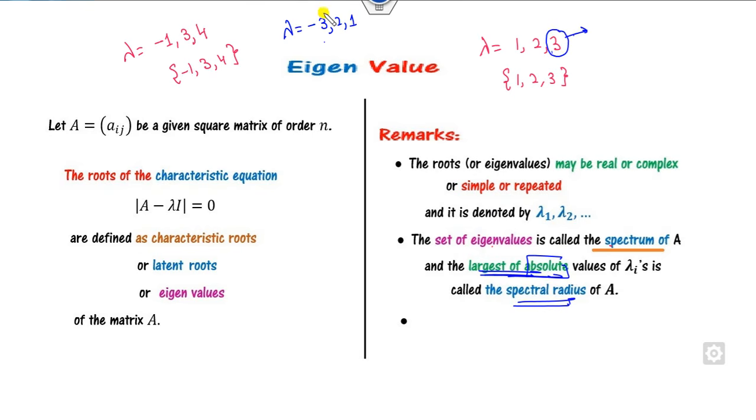In this case, the largest eigenvalue in absolute value is -3. So this is my spectral radius. In this case, 4 is my spectral radius.